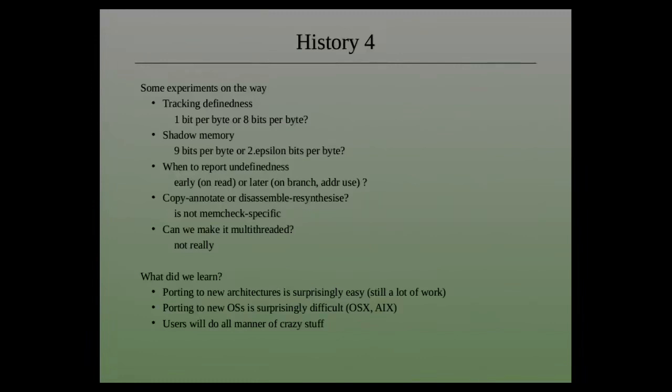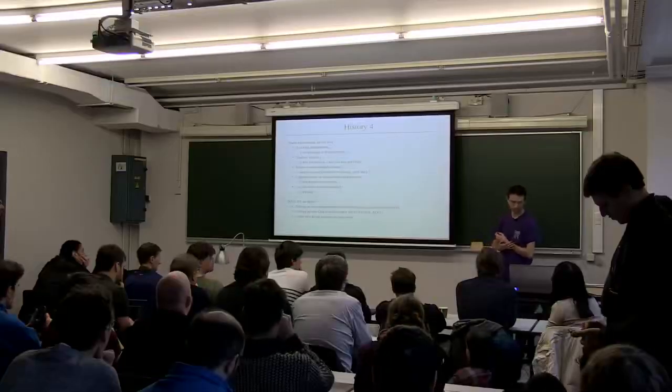Can we make it multi-threaded? Well, it's kind of difficult, because coordinating these detailed tables in a multi-threaded way is very difficult. So the answer is not really. The kludge we use is to sequentialize threads. So you can run a multi-threaded program, no problem, but Valgrind will actually cause only 1 thread to run at once. So we kind of dodged the issue. It's not a good solution, but it's what we have right now.